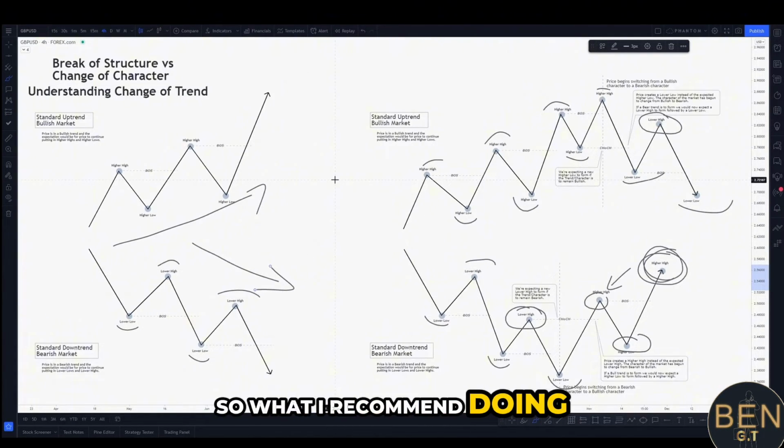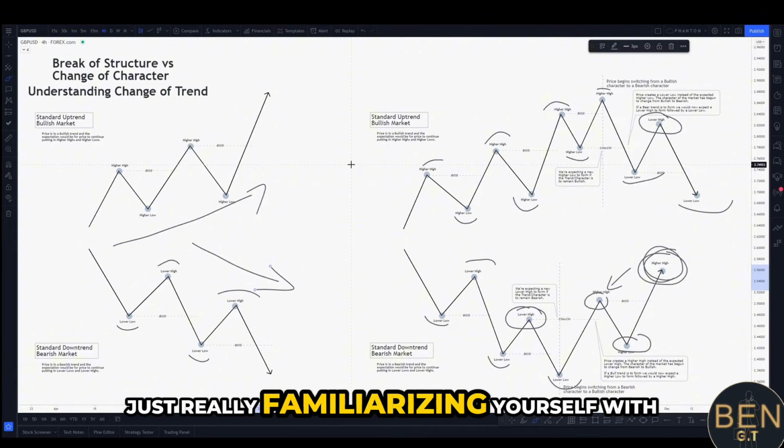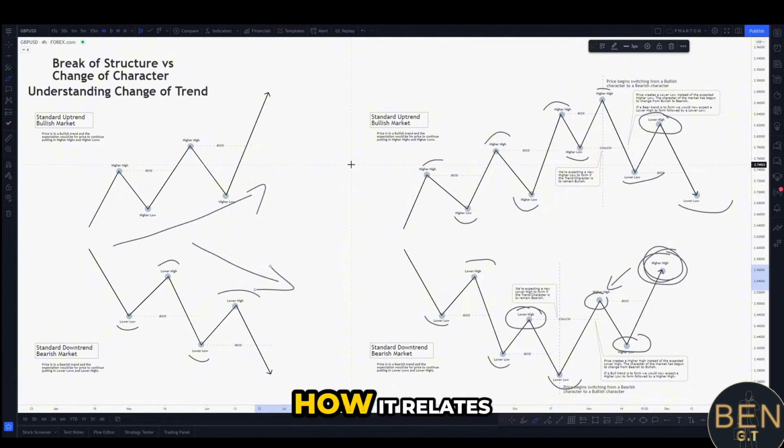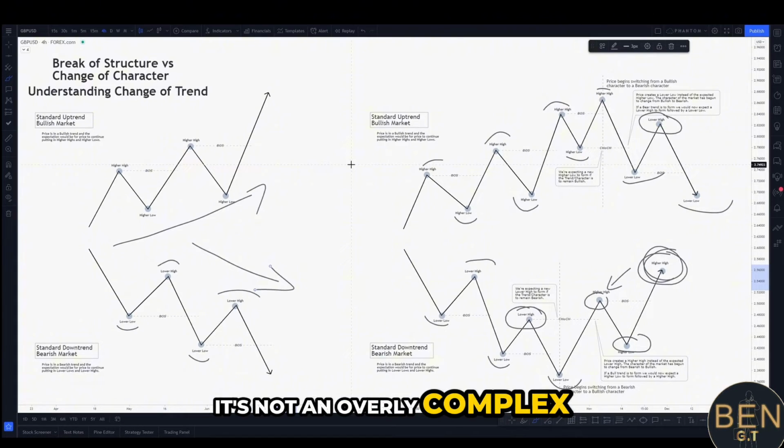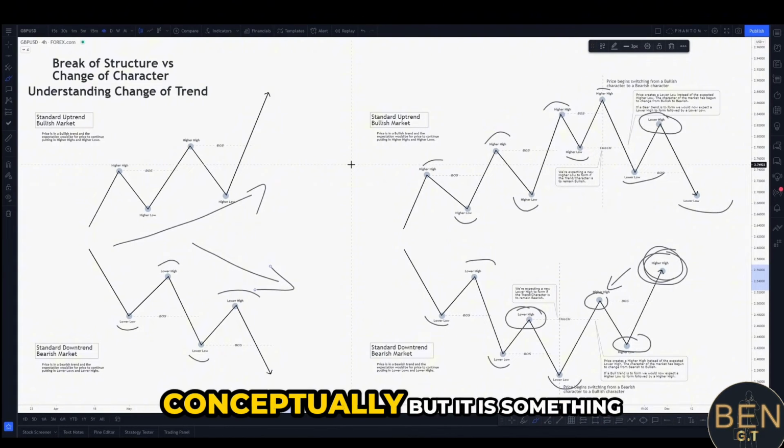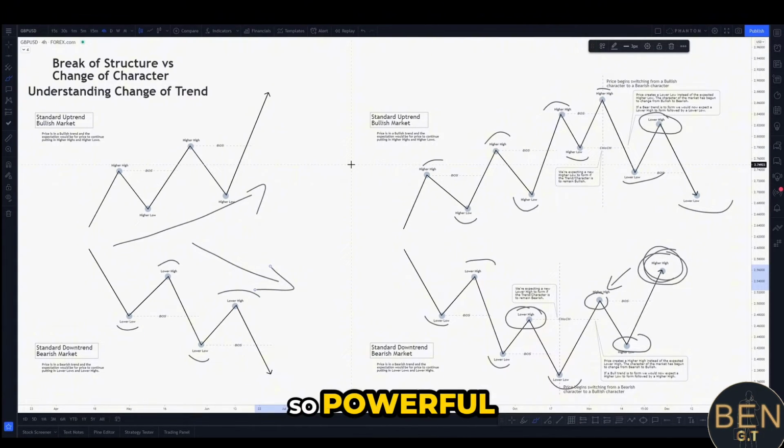So what I recommend doing now is really familiarizing yourself with this concept and how it relates. It's not an overly complex concept to understand conceptually, but it is something so powerful and something that we're going to be using a heck of a lot as we begin to deepen your understanding of supply and demand, as we begin to deepen all of the concepts being put together.